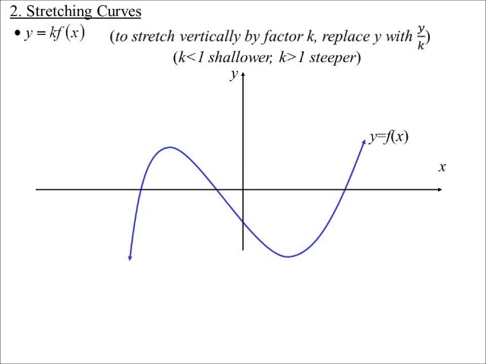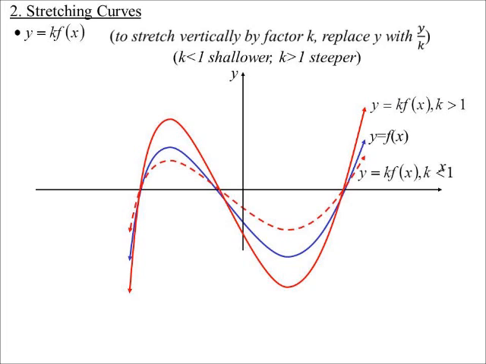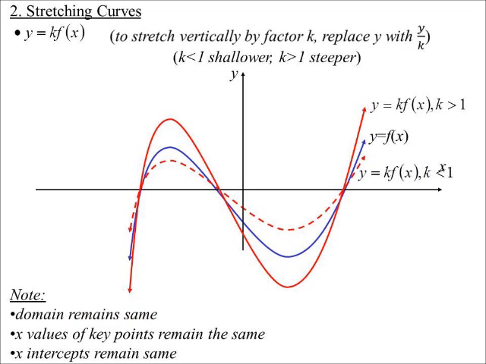If k is greater than 1, I'd get every y value, and I'm making it bigger. So I'm stretching it up. But if k was less than 1, then I'm compacting it, I'm pushing it in. Notice the x-intercepts don't change, because I'm not playing with the x values. It's the y values this is changing. Domain will remain the same, because domain's to do with x values. The key points of the x values will stay, their y values will change, unless it's 0, of course. And that's why the x-intercepts stay the same.